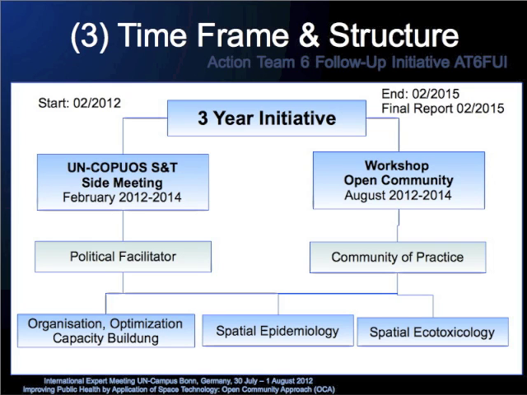The side meetings at the COPUOS in Vienna in February every year are political facilitators for risk mitigation strategies. The workshops are open communities of practice for development of risk mitigation strategies and optimized allocation of public health resources.